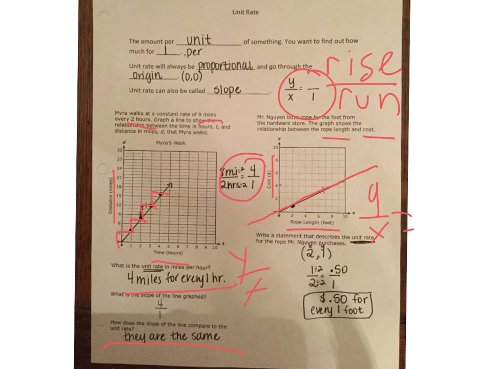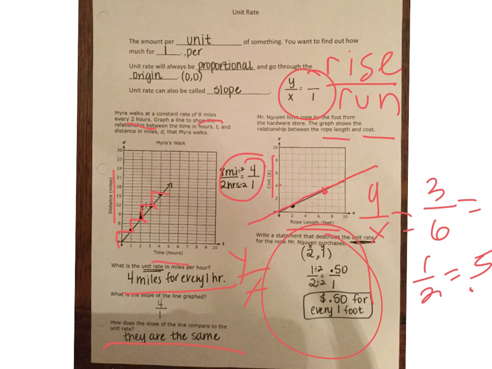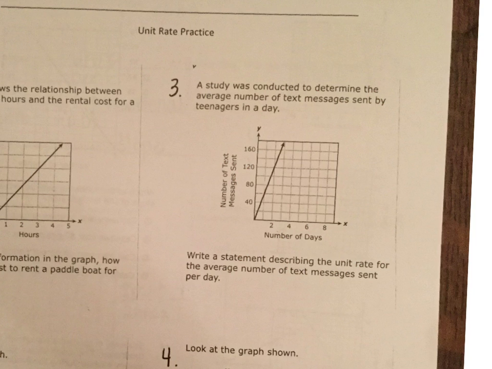I'll do 6, 3. So I have y over x. My y is 3. Divide by 6. And it also equals 1/2, which we know is also 0.5. So Miss Page was correct. It is 0.5 per every foot. Okay.